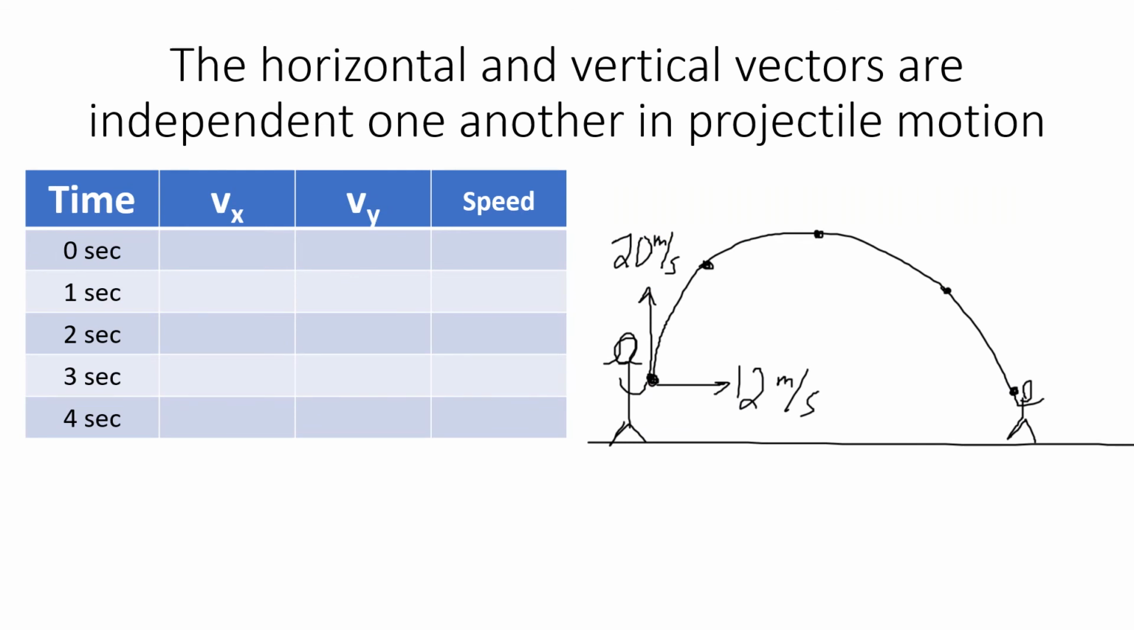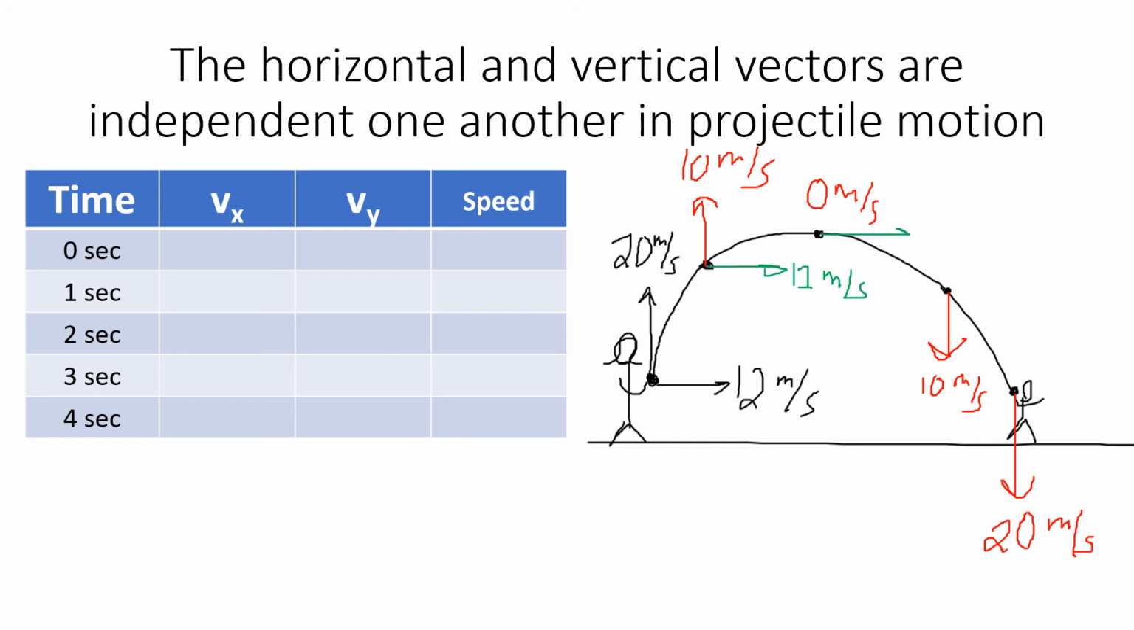So, okay, same diagram. Let's go. I told you that every second has a unique Vx, Vy, all that stuff. Okay? I absolutely told you that. In fact, we already labeled this diagram. In fact, let's do it again super quick. 20, 10, 0, 10 down, 20 down. Horizontally, it's 12, 12, 12, 12, and 12. Okay? You knew that already.